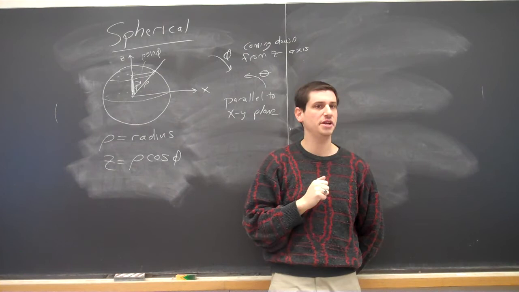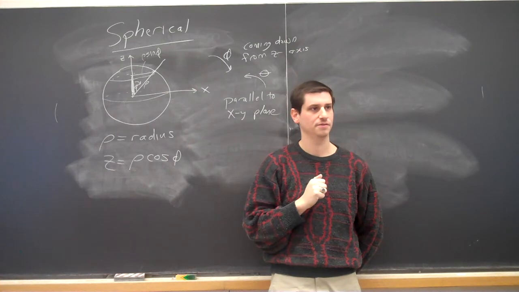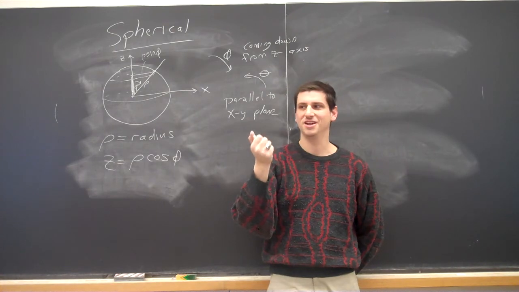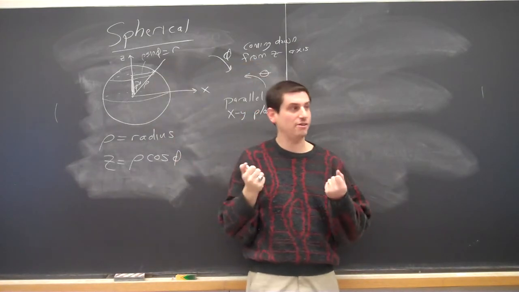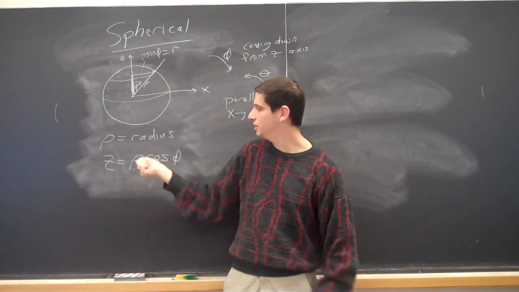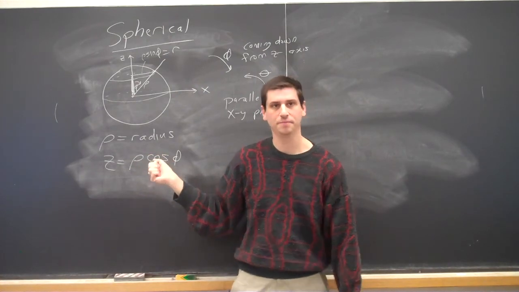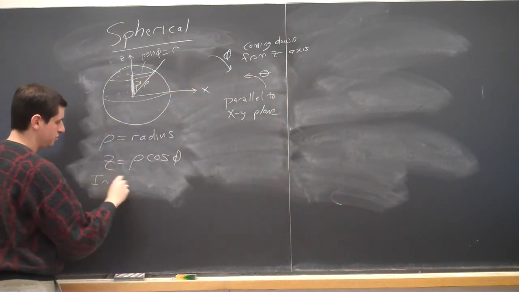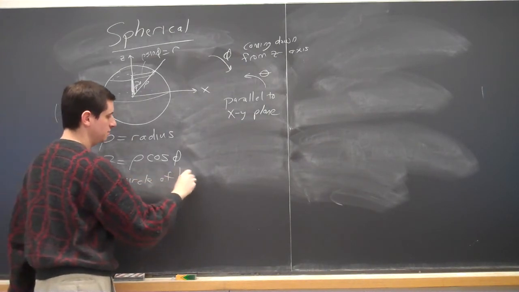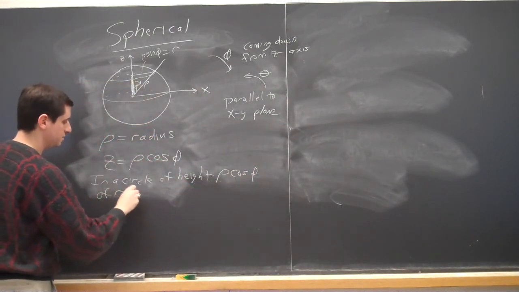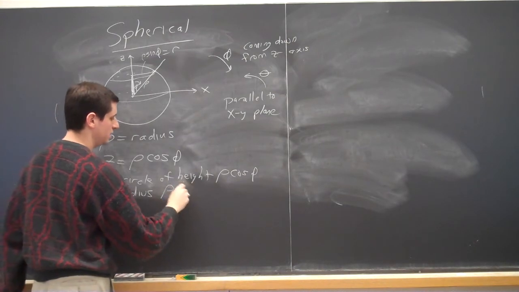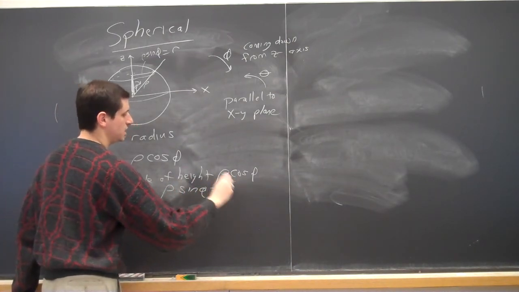I need a name for that. What letter should I use to denote rho sine phi? Any thoughts what letter I should use? Right? Because now I'm in a circle. I'm in a circle parallel to the xy plane. I'm just at a height of rho cosine phi. So, in a circle of height rho cosine phi, of radius rho sine of phi, which we will call r.